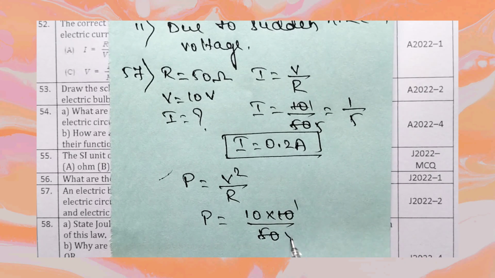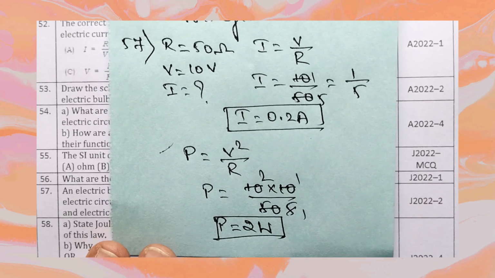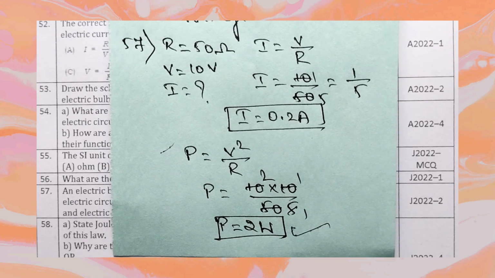10 ones are 10, 5 ones are 5, 2s are... So power is equal to 2 watt. So 2 watt is the power. What is the power of the circuit? Power of the bulb. So the power of the bulb is 2 watt. So like this we have to calculate the power of the bulb.